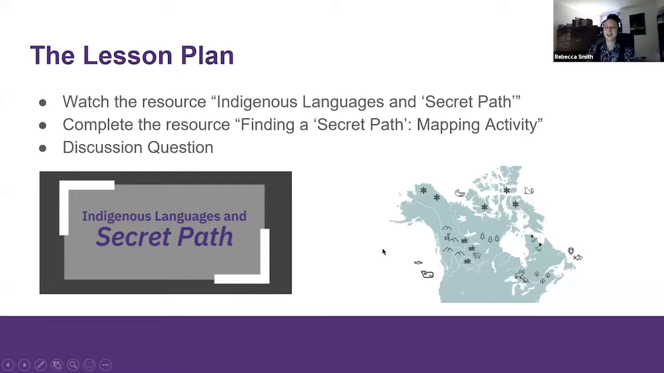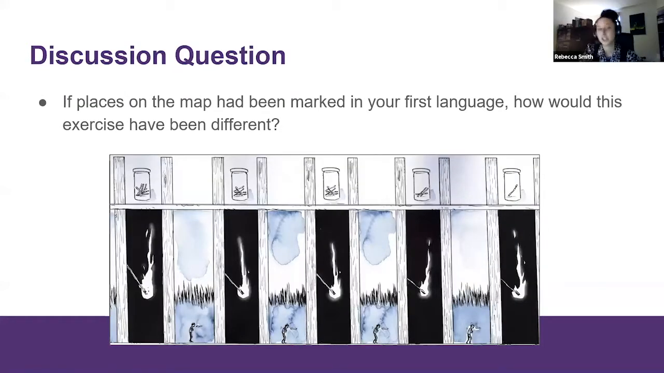All right. So the discussion question, which does form a part of this resource in the full handout, that I've pulled out for us to address as students is the following. If the places on the map had been marked in your first language, how would this exercise have been different? So again, as we've been doing before, you can feel free to answer in the chat, or you can raise your hand and Andrea can unmute you so that you can speak with your voice.